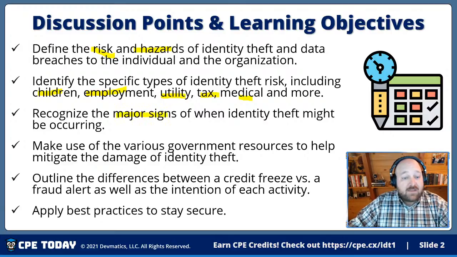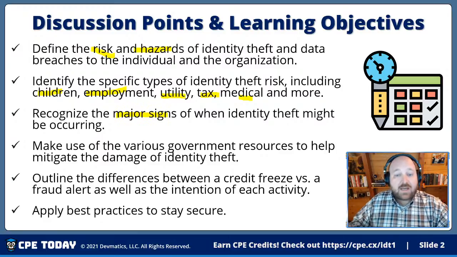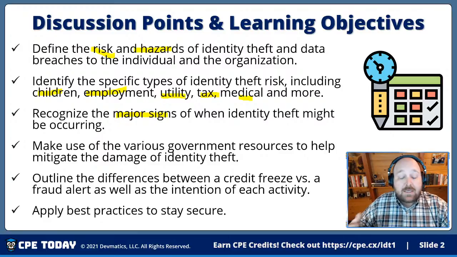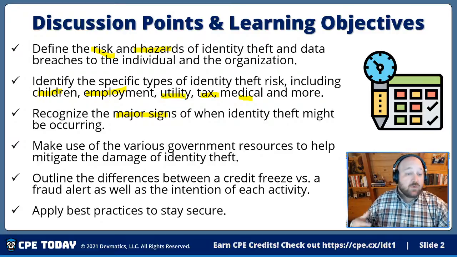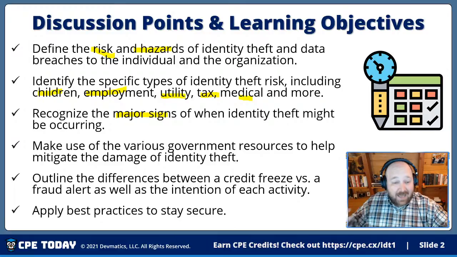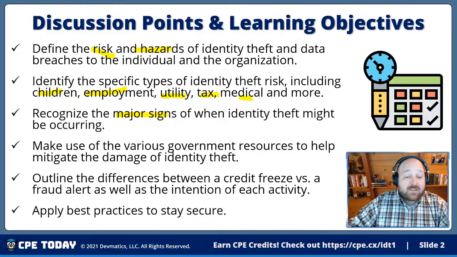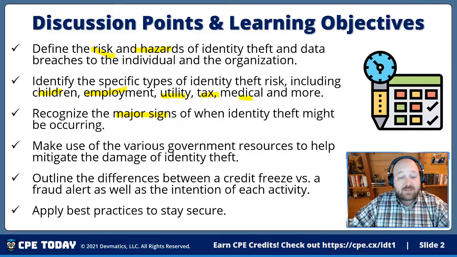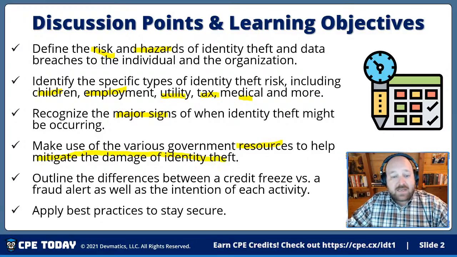We're also going to talk significantly about some of the major signs of when identity theft might be occurring. For example, not getting your bills, or people call you that you're not aware of, like bill collectors, and what that means and how to deal with that. Now, in the second part of our course today, we're going to talk about some of the major resources that are there to help mitigate the risk of identity theft.